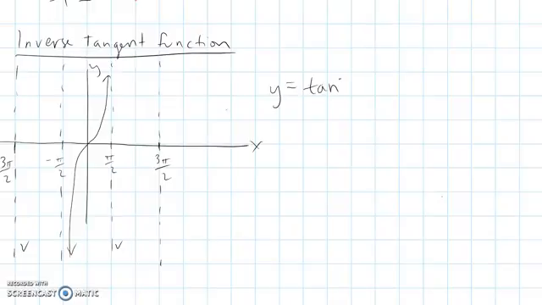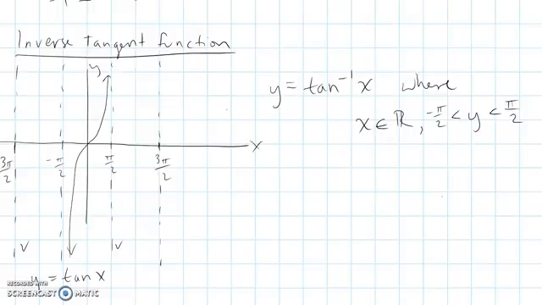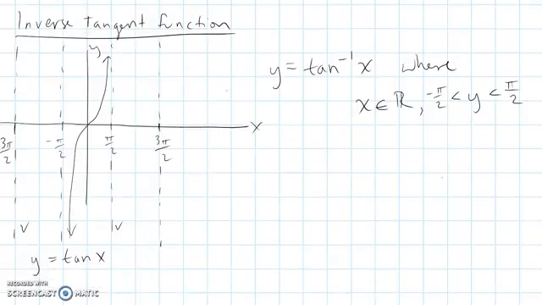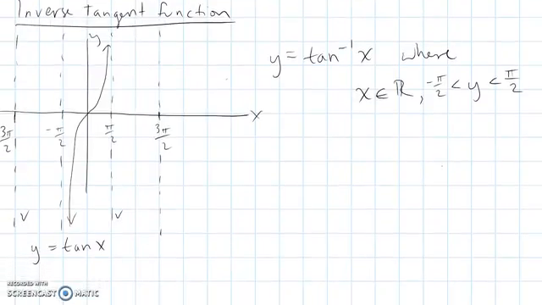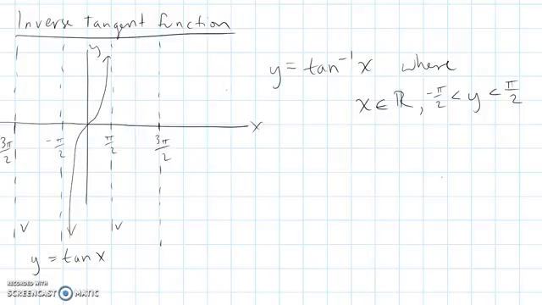So we're going to say y is equal to the inverse tangent of x, where x, again, think of the y values of this function right here. By the way, this is tangent x, not inverse. Where x is any element in the real numbers, but y is between -pi/2 and pi/2. Okay? All right. Great.